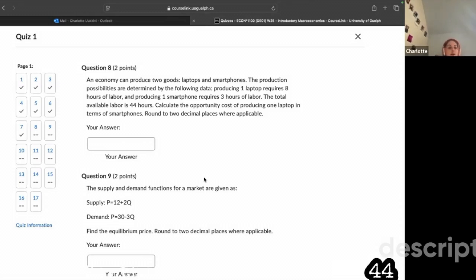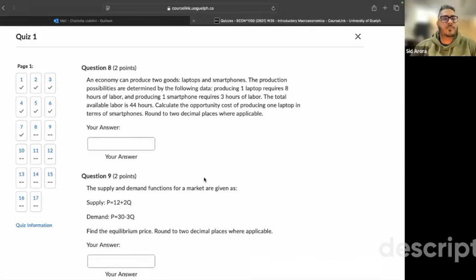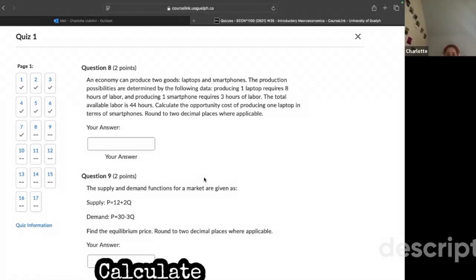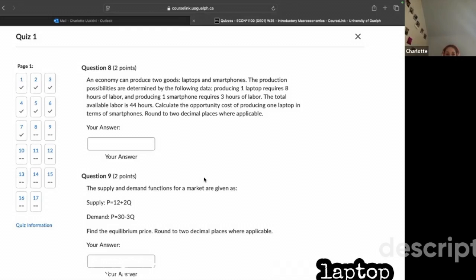So for 44 hours of labor, I'm going to say that for right now, that's kind of irrelevant. It's irrelevant. So 1 hour. We'll start with laptops, and then smartphone. For one laptop, it's 8 hours of labor, so 1/8. For smartphones, it's 1/3. Calculate the opportunity cost of producing one laptop in terms of smartphones.